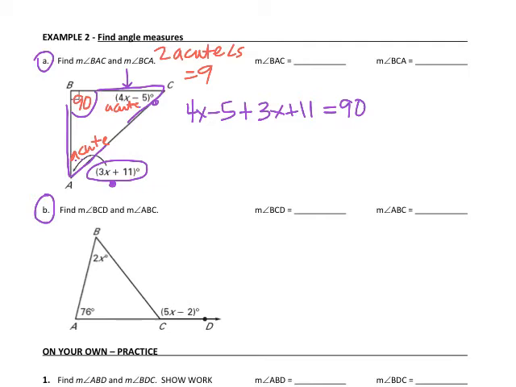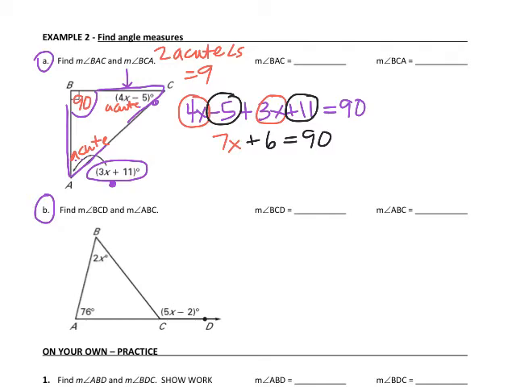So I can go ahead and work my algebra magic. 4x and 3x can be combined. They're on the same side of the equal sign, so 7x. And then I can also combine the negative 5 and the positive 11, which ends up being positive 6.